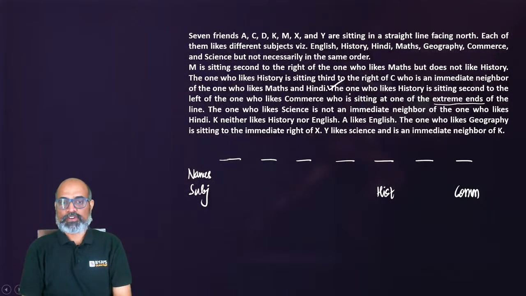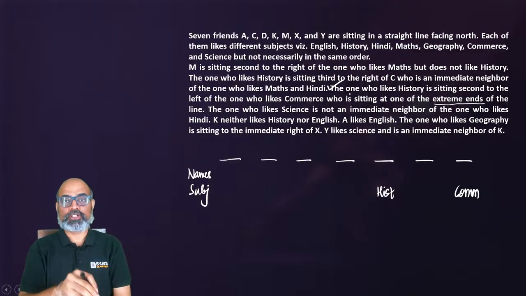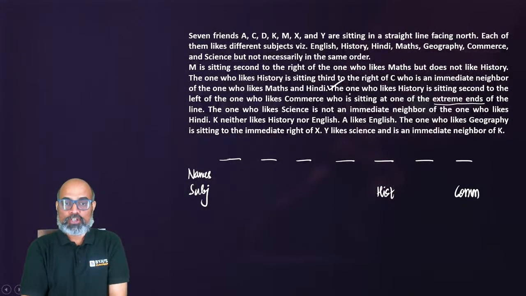Now we have to search whether we have any other place where we can put in commerce or history, if it is mentioned, so that we can continue from this particular scenario. So the one who likes science is not an immediate neighbor of the one who likes Hindi. K likes neither history nor English. A likes English. The one who likes geography is sitting to the immediate right of X. Y likes science and is immediate neighbor of K. So we have no idea as of now where people are sitting. So let's read these statements. We may come across history or commerce.